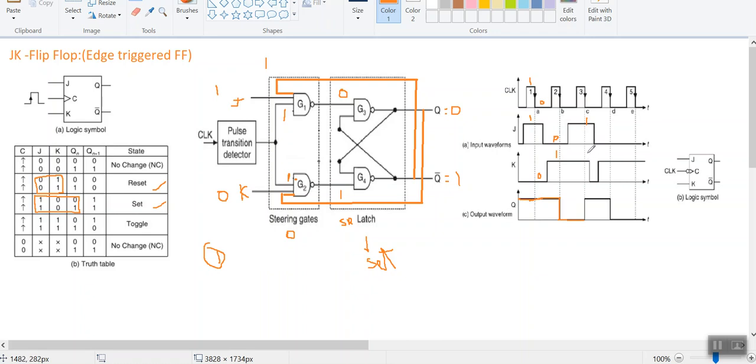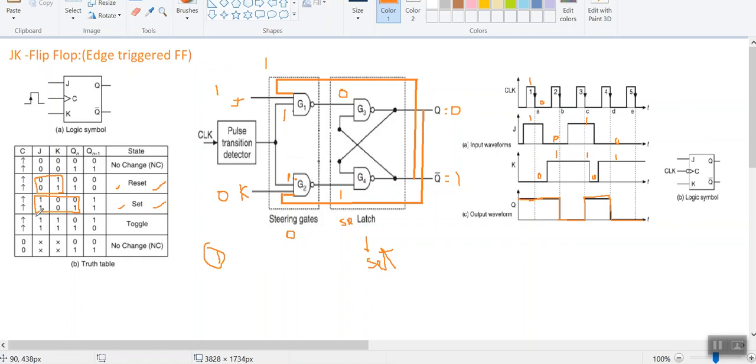Here you can observe that K value is 1 and then immediately it is moving to 0. Therefore J is equal to 1 and K is equal to 0 means set state is occurring. Therefore immediately it is moving to the set state, and then in the next condition, J is equal to 0 and K is equal to 1 means reset state is occurring. So this is what we explained: only set and reset states we explained in this JK flip flop.